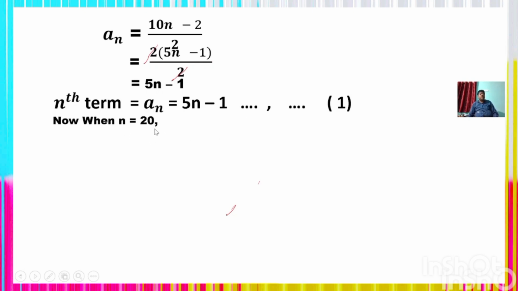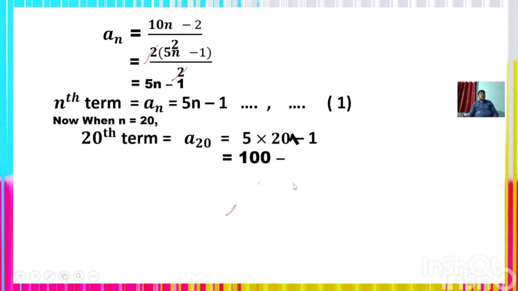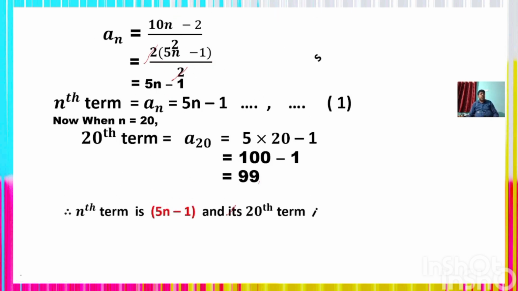Now you can find out the 20th term by taking n is equal to 20. Thus the 20th term is equal to 5 into 20 minus 1, which is 100 minus 1, which is 99. Thus, in both the methodologies, we understood that the nth term of the AP is 5n minus 1 and its 20th term is 99. I hope you can understand; you can apply different kinds of methodology while solving similar kinds of problems, and it will help and guide you to solve different kinds of problems.